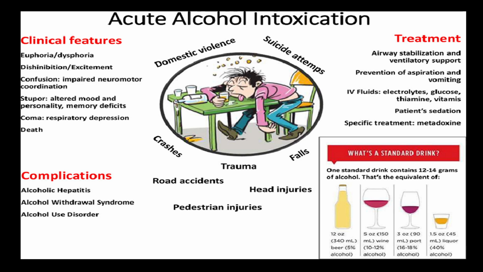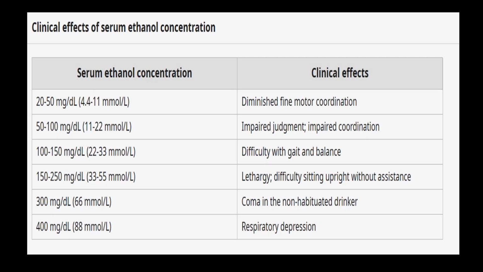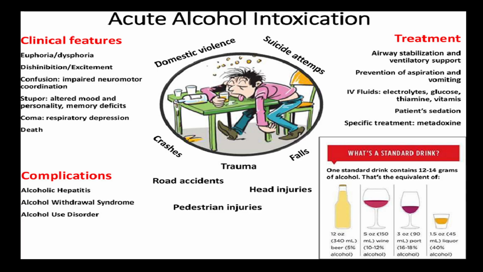So our initial management will be airway stabilization and ventilatory support when the patient comes with acute alcohol intoxication. That is our first preference. We'll go for ABC management: airway, breathing, circulation. If the BP is low, we'll go for a fluid challenge. We'll go for vasopressors if the BP is still low.